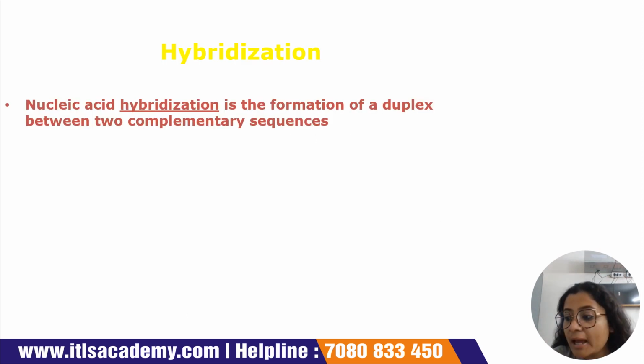Now coming to something called hybridization. What is it? Nucleic acid hybridization is the formation of a duplex between two complementary sequences. So say for example, there are two complementary sequences and we need to form a bonding or an association between the two complementary sequences. That is what is known as nucleic acid hybridization. The word comes from the word hybrid, meaning the end product of hybridization will be a hybrid.